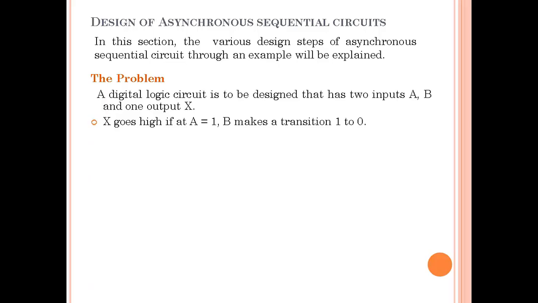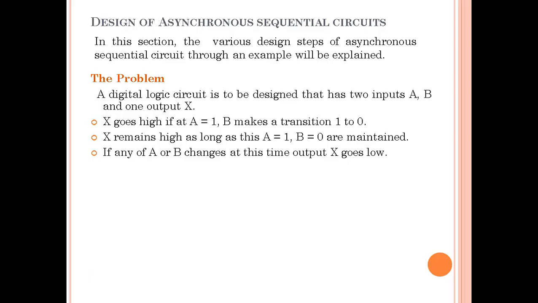X. X goes high if A is equal to 1 and B makes a transition from 1 to 0. X remains high as long as A is equal to 1 and B is equal to 0 are maintained. If either A or B changes at this time, output X goes low.